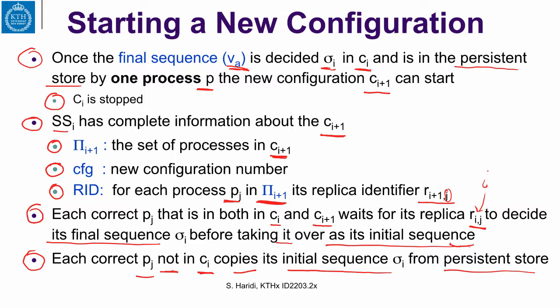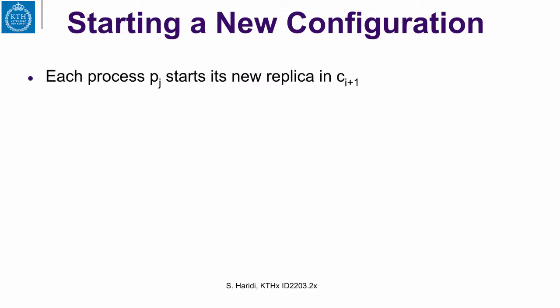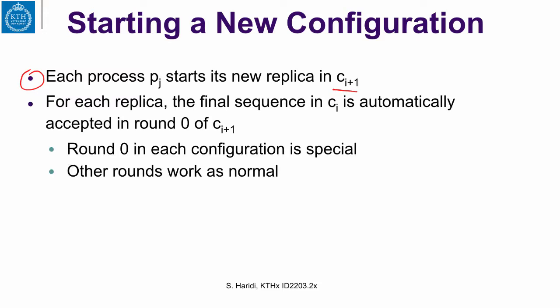So in this way we start the new configuration by having replicas in the old configuration handing over information to replicas in the new configuration for the same process, and having new processes starting new replicas, and these replicas get their information from the persistent store. So now each process PI starts its own new replica. It has all the information that's needed for that.